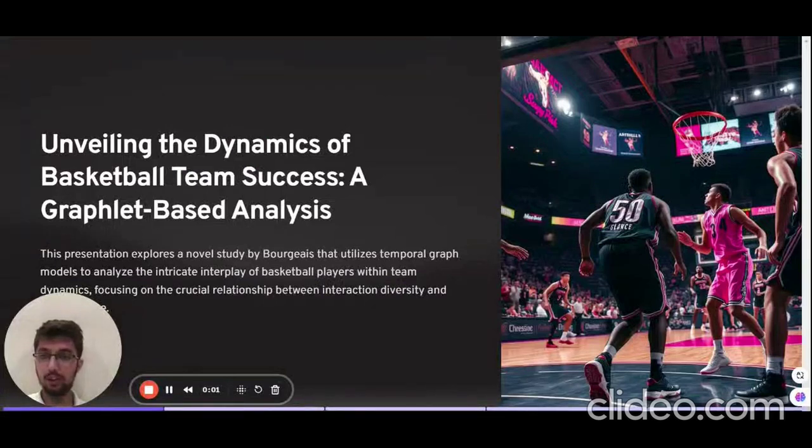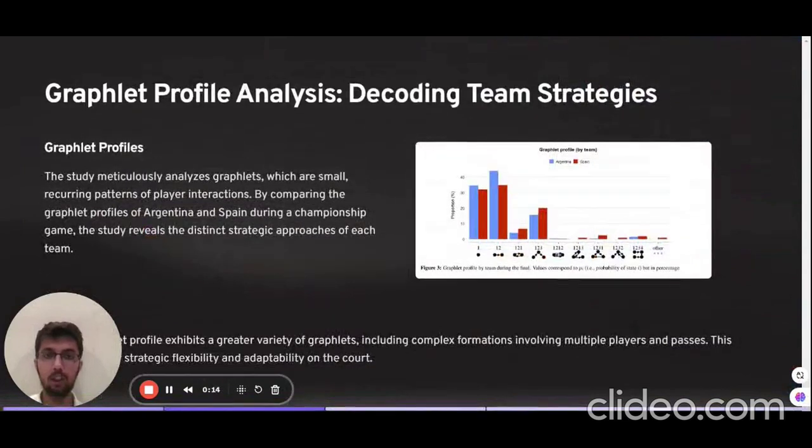The study by Bourgeois utilized temporal graph models to analyze the intricate gameplay between two teams, Spain and Argentina, in a championship game, and it focused on the relationship between interaction diversity and performance. Now, it analyzed graphlets, which are small, recurring patterns of player interactions, and by comparing these, we can see the distinct strategies of the two teams.